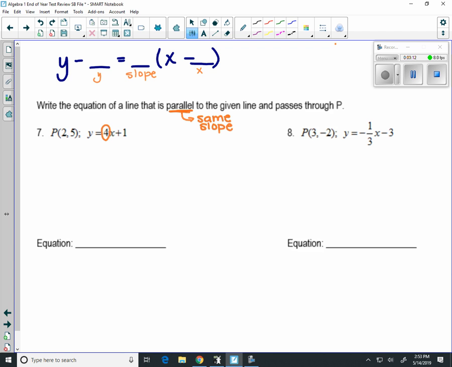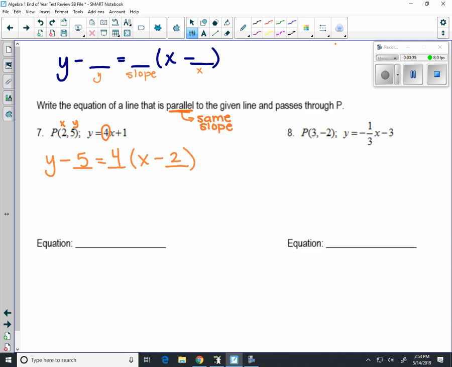So here is our slope. That's what we're going with. Here's our x, and here's our y. That's going to go on our blanks next to x and y. So I'm going to fill in the blank. The first thing I always write in is that slope. I'm using the same slope because I want a parallel line. I'm going to put x next to my x, y next to my y.